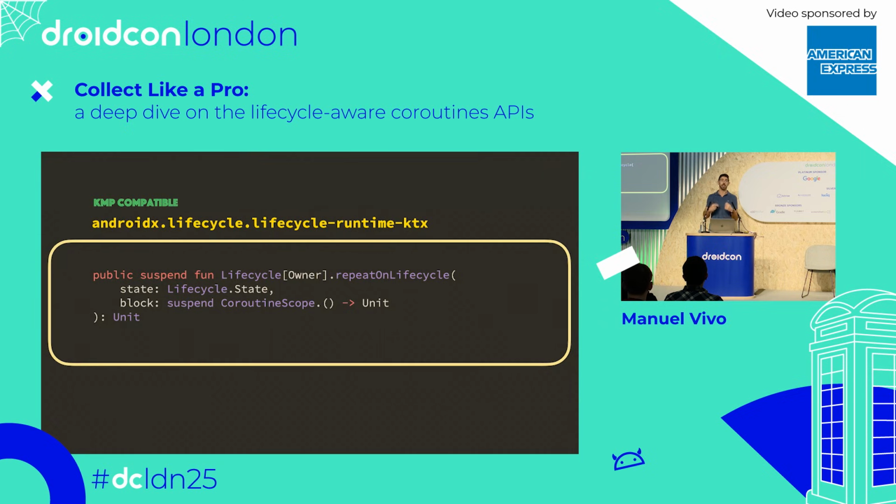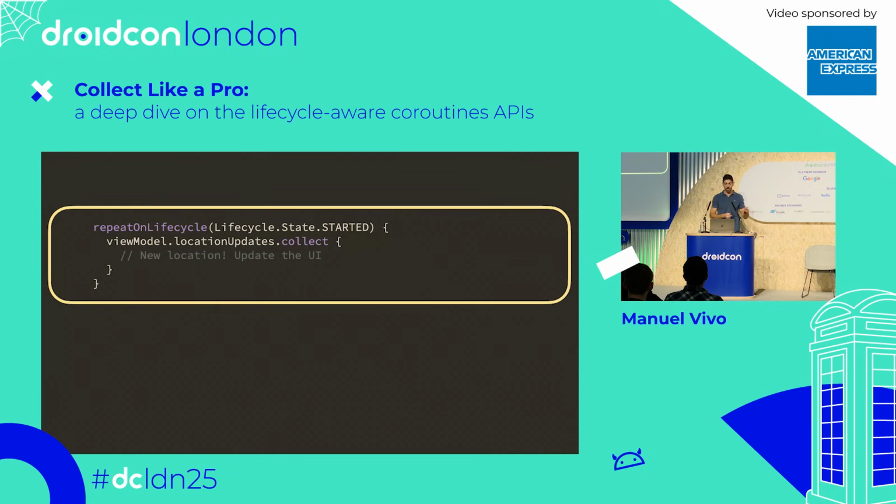So what we get is this restarting behavior of a running block, and stopping the block every time the lifecycle goes above or below that particular state. It's a suspend function, so it needs to be called in a coroutine, meaning at some point it needs to resume the execution of the coroutine, and that's going to happen when the lifecycle is going to get destroyed. So how do we use it?